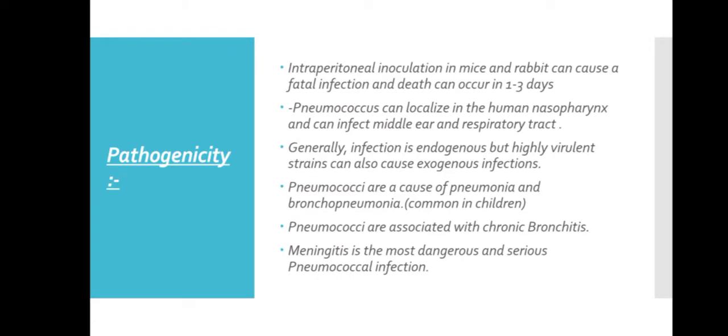Now, pathogenicity. Intraperitoneal inoculation in mice and rabbit can cause a fatal infection and death can occur in 1 to 3 days. Here, intraperitoneal means the abdominal region of mice and rabbit. Pneumococcus can localize in the human nasopharynx and can infect the middle ear and respiratory tract. These are the two regions where it mostly infects. Generally, infection is endogenous, but highly virulent strains can also cause exogenous infection.